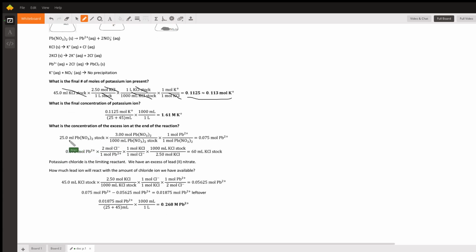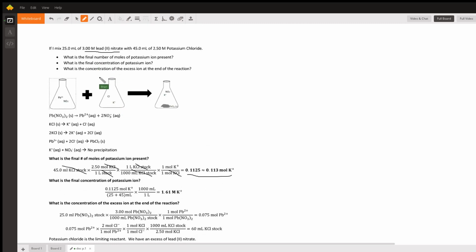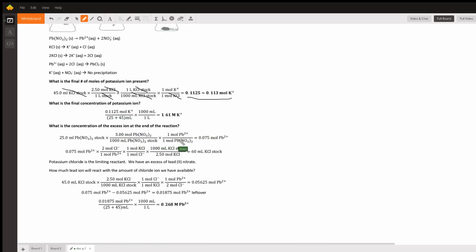So again, we're forming proportions. So I'm starting with this. And 3.0, this is the molarity, 3.0 moles of lead nitrate per liter. And our units are going to cross out. So we have 0.075 moles of lead ion. How much stock is going to react? Well, we're just going to work through the stoichiometry.